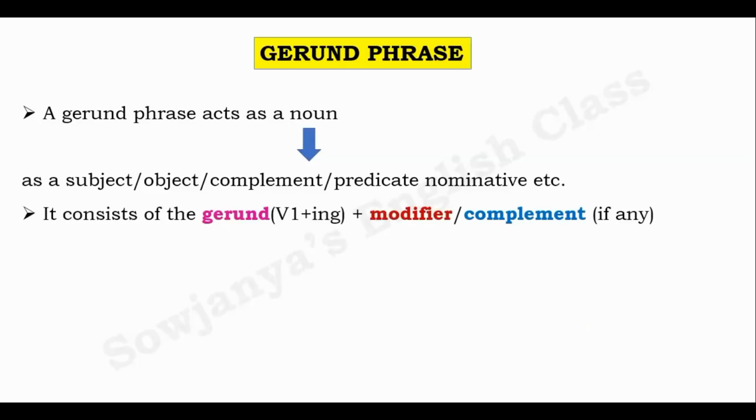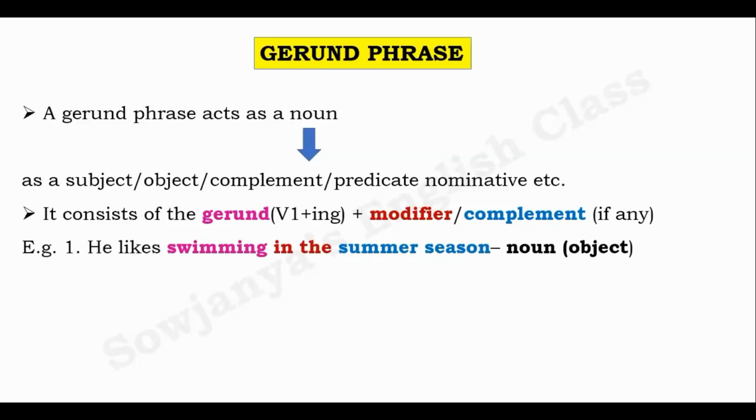It consists of the gerund, that is V1 plus ing, plus modifier or complement if any. Example: He likes swimming in the summer season. So swimming here is the gerund, in the summer season is the modifier, and the entire thing is acting as an object.